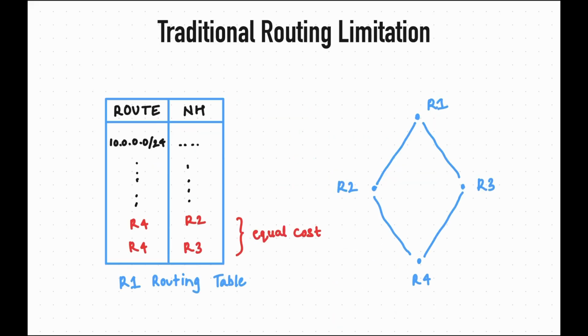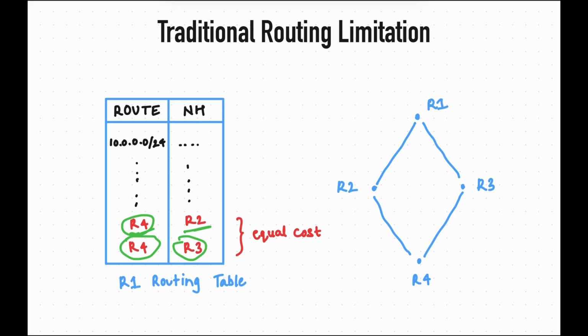To understand ECMP, we must understand traditional routing behavior. Routers build routing tables and select a single best path to each destination. So here we have R1's routing table, which can have multiple routes and their corresponding next hops, along with other properties as well. Here we can see that R1 can reach router R4 by taking the next hop R2, and similarly it can also reach R4 by taking the next hop R3.